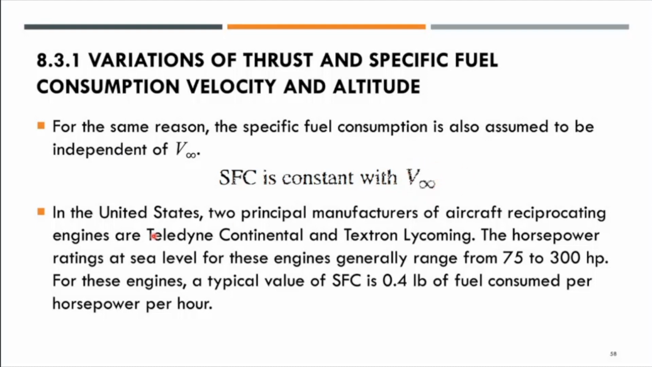velocity. In the US, typical manufacturers of aircraft propulsion engines are Continental and Lycoming, like the one that we see in Figure 8.4 just now. The horsepower rating at sea level for this type of engine generally ranges from 75 to 300 horsepower. For this engine, a typical value of the specific fuel consumption is 0.4 pound of fuel consumed per horsepower per hour.